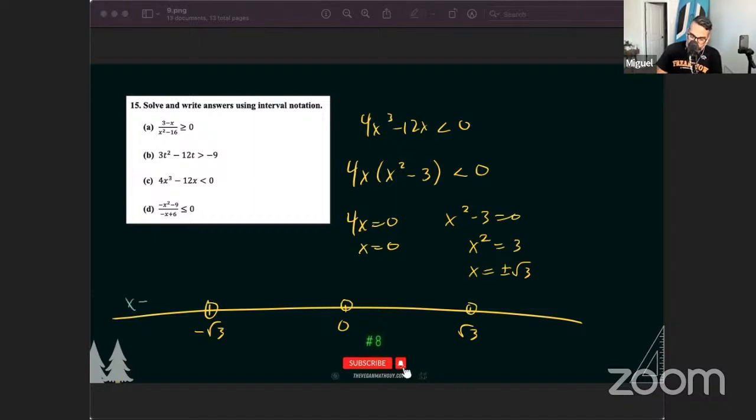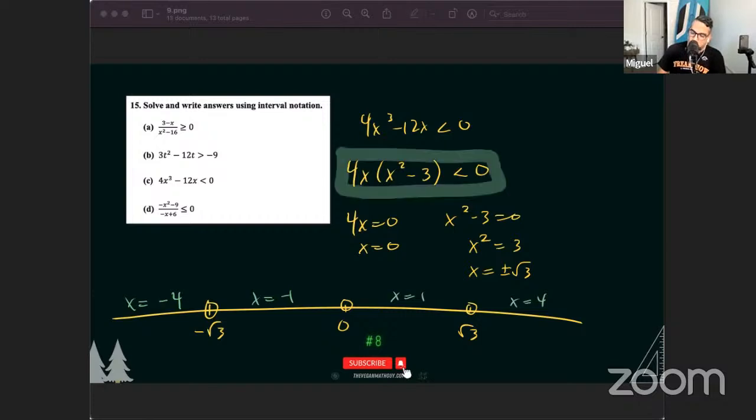Okay, so now we test some points. What can we test? I'm just going to do x is equal to negative 4, x is equal to negative 1, x is equal to 1, and x is equal to 4. Okay, and again, I'm going to plug this into this formula just because it's already factored out. And again, all we really care about is whether it's going to be positive or negative. Okay, so let's see.